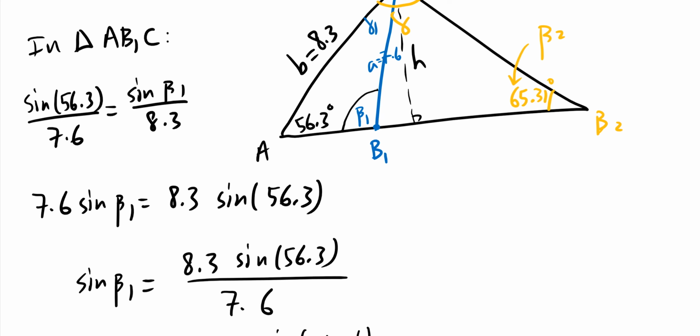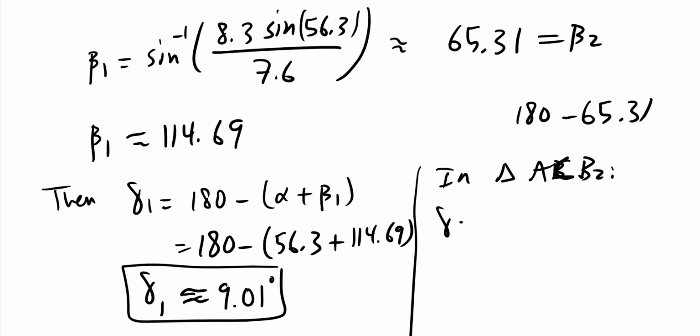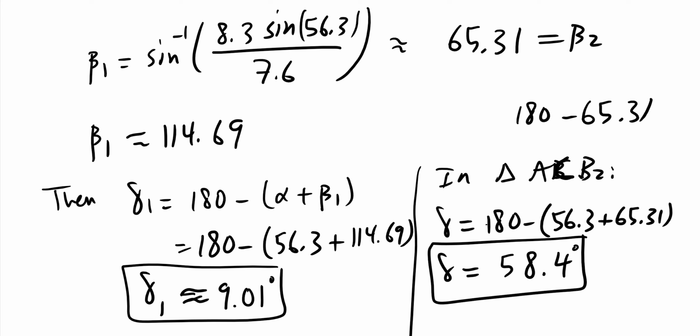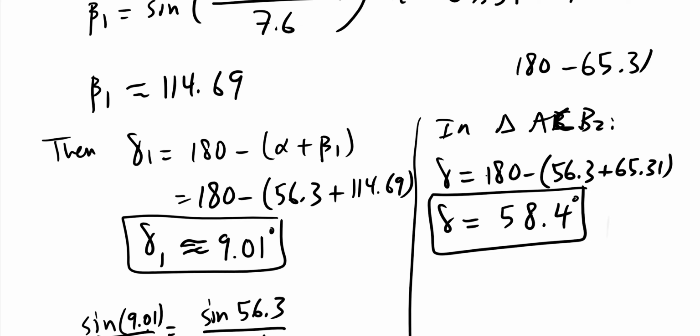We already have beta 2, 56.31. So gamma is 180 minus the sum of 56.3 plus 65.31. If we subtract them, that's about 58.4. So that's gamma. So the three angles are done. We found them. All we need to find is the big C.